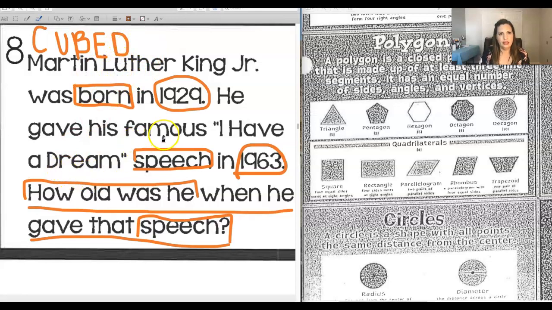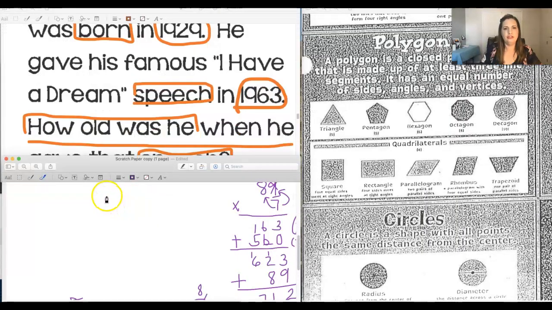Evaluate. What do I have to do? Well, if he was born in 1929 and he gave this speech in 63 and they want to know how old he was, well, I could count all the way up to 1963, but that might take a while. Instead of counting up, I could just subtract the 2 years. So I could take the bigger year, 1963, subtract the smaller year from it, and that would give me my answer. So let's go ahead and do that. I'm going to use my scratch paper, 1963, subtract 1929. Make sure your ones place is lined up.